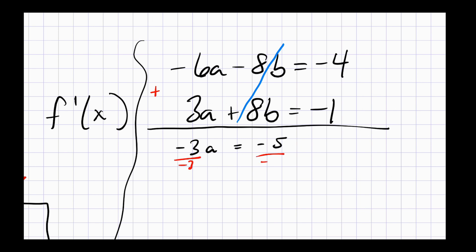Divide by negative 3, divide by negative 3. I get a equals 5/3. So I got half of the answer. How am I going to get the other part of the answer?